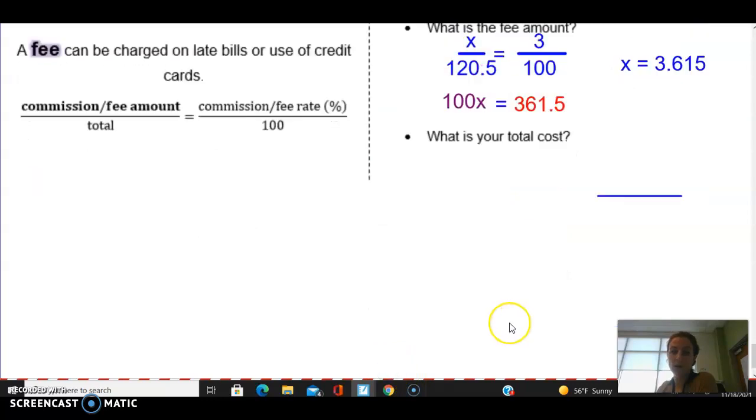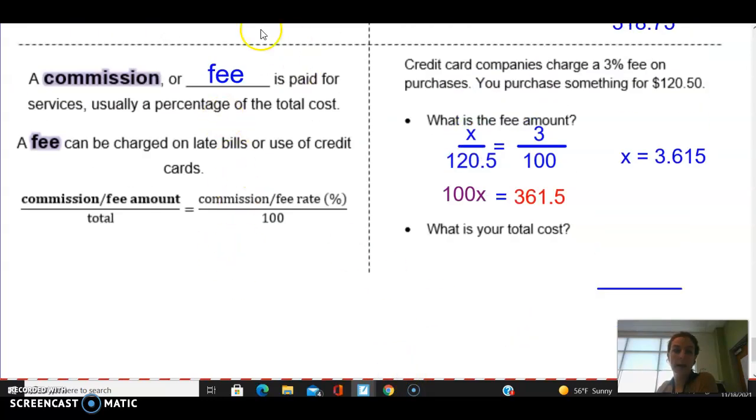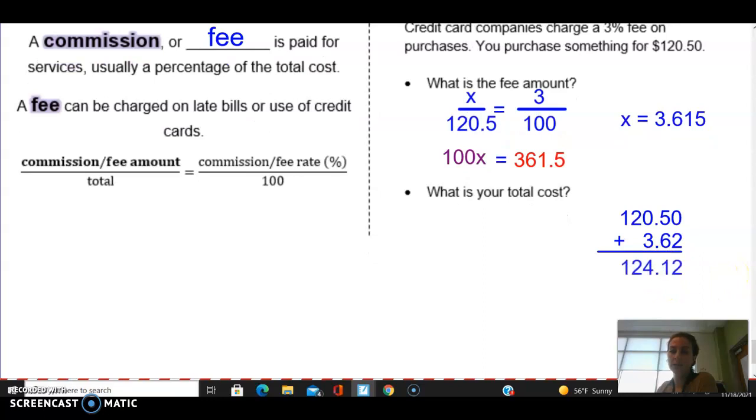What is your total cost? In this case, a fee is added to our cost. So we would have to add it with what we purchased for a total of $124.12. Use this video to help with the guided practice.